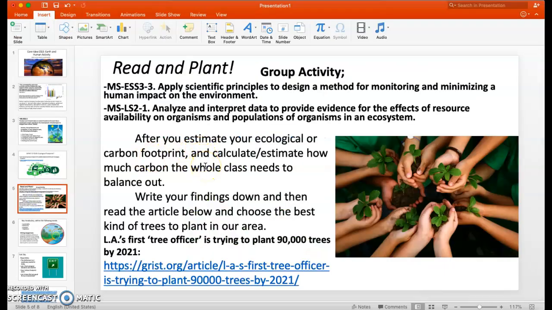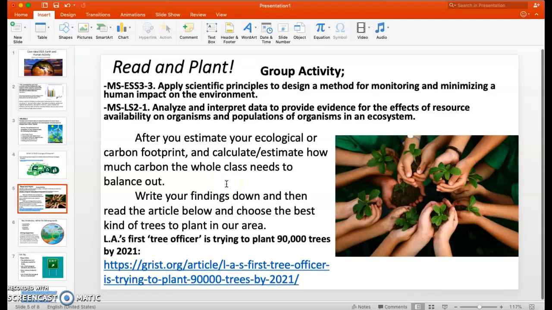Read and plant. After you estimate your ecological footprint and how much the whole class is using, use this website to find out how many trees you need to plant in order to offset that, and research what kind of trees are the best for our environment.